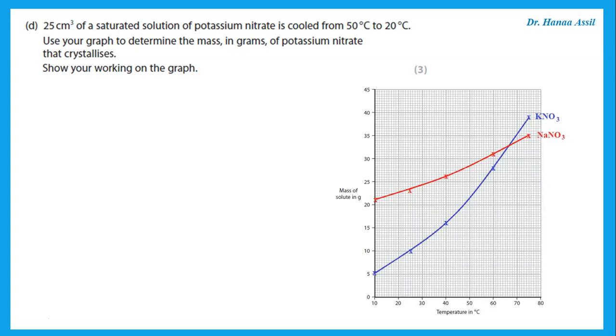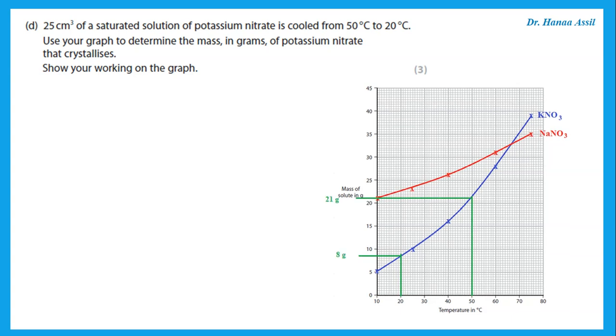25 centimeter cubed of a saturated solution of potassium nitrate is cooled from 50 degrees to 20 degrees. So we're talking first of all about potassium nitrate, and we're cooling from 50 to 20. Use your graph to determine the mass of potassium nitrate that crystallizes. So at 50 we had 21 grams dissolved, but by 20 we have only 8 dissolved. So the rest is what crystallizes out. So we have 13 grams of crystals.